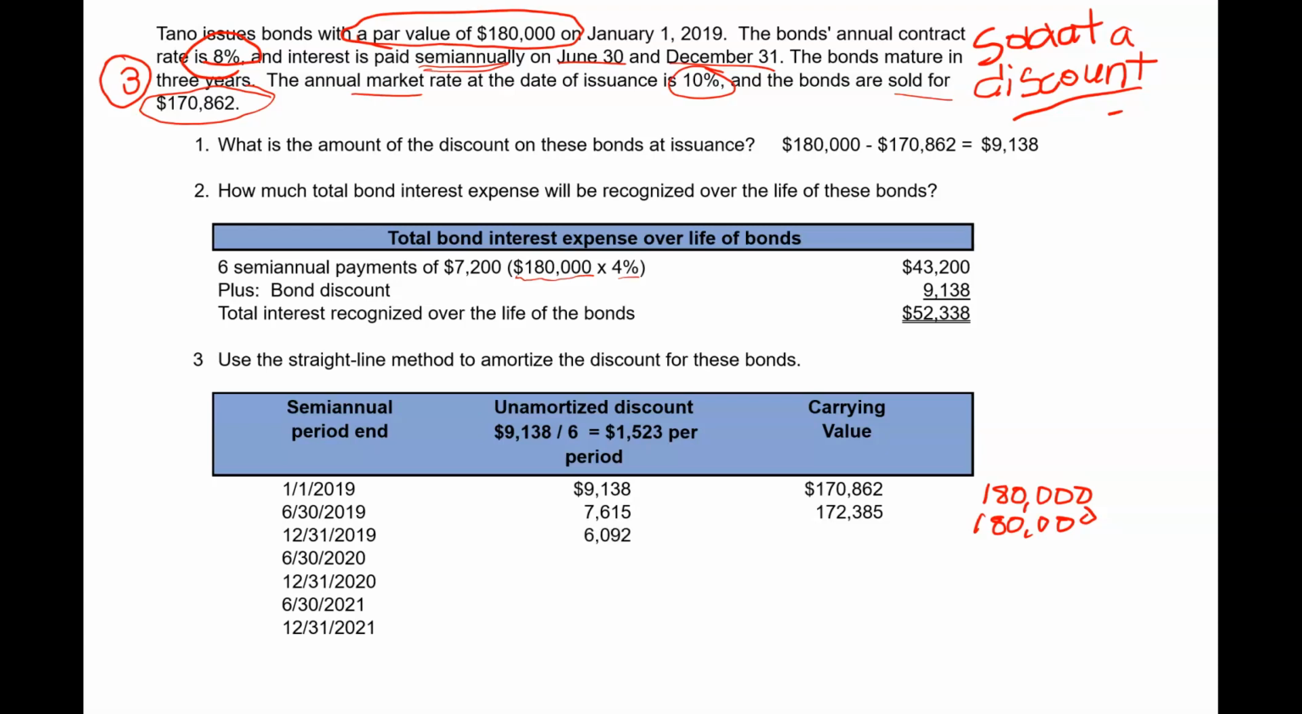The second payment, after you amortize, you will decrease the portion that you amortize by $1,523, and then you'll add that amount to the carrying value. And again, it will equal $180,000. Then you subtract another $1,523, and then add that $1,523 to the carrying value, and so on until you get to the end. The very last one, you will amortize the last $1,523, which will then bring your carrying value to the full par value of $180,000.